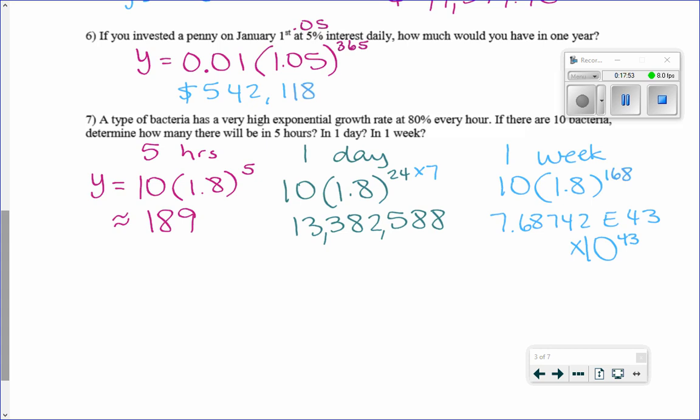So what this means, just to get a general idea of how big that number truly is, if you look at this number for days, it has 8 digits. This is taking this number, which already has 1 digit in front of the decimal, and it's going to have 43 more digits in front of the decimal. It's going to be a 44-digit number. Hard to even comprehend.